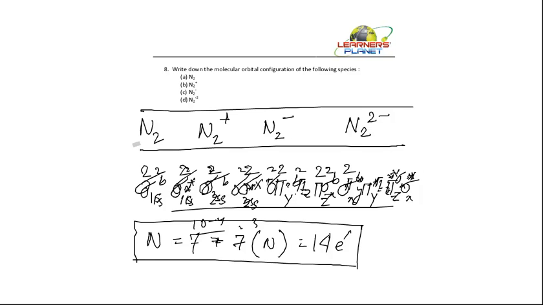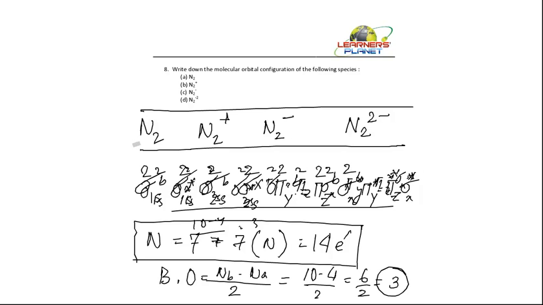To calculate the bond order for nitrogen, it can be calculated easily. That is Nb minus Na divided by 2. You have the number of electrons in the bonding orbital, which is 2, 2, 4, 5, 6, 7, 8, 9, 10. And in the antibonding there are 2 and 2, 4. So it is equal to 10 minus 4 divided by 2, that is 6 by 2, which is equal to 3. So the bond order of N2 is 3.